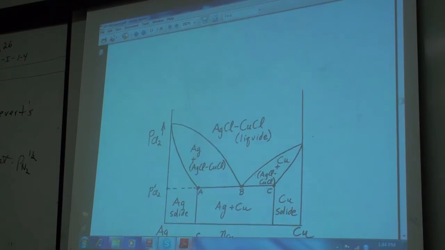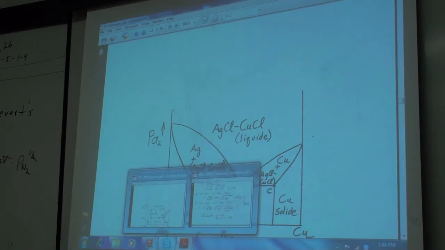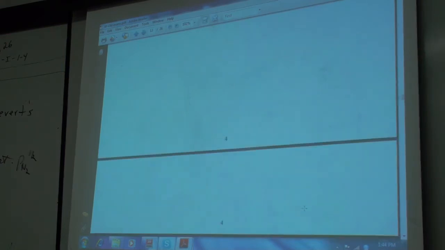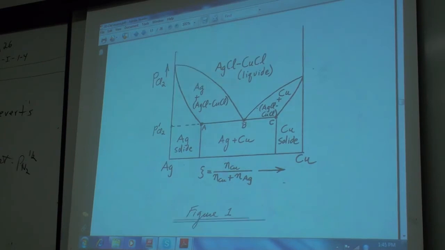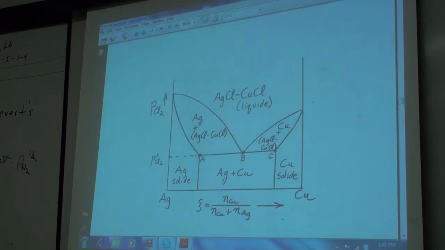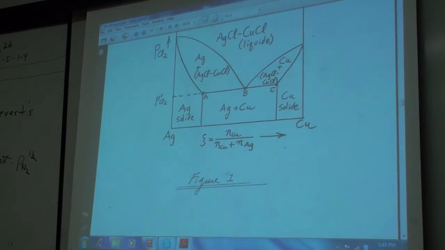Okay. Question? How can we say that it's eta B for the activity of silver chloride? I said it was an ideal solution. Okay. It's just given that it's an ideal solution. It's not quite, but it's pretty close.